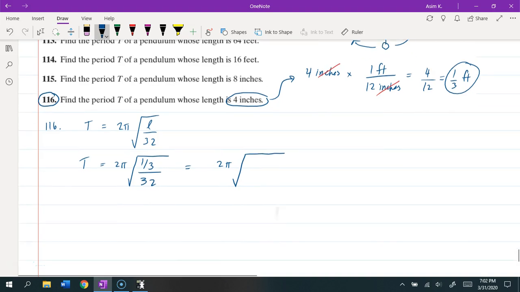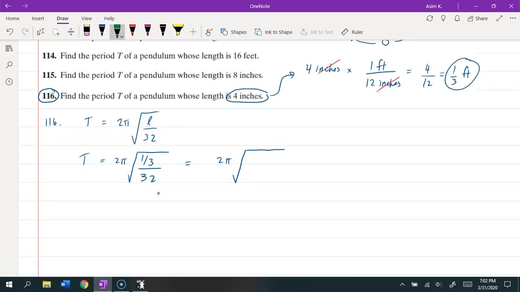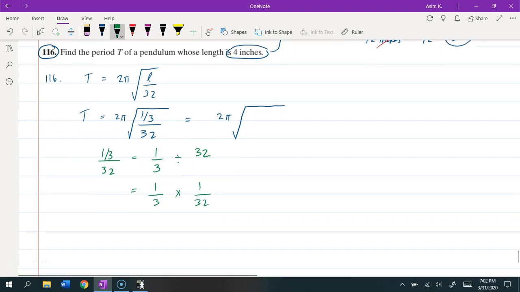Now, if you don't know what to do exactly when you have a 1/3 and a 32, don't feel bad. A lot of students show up not knowing what to do here. Here's what you do. 1/3 is a fraction. It's dividing 32. So that's in fact 1 over 3 multiplied by 1 over 32. So that becomes 1 over 96, right? So in fact, what's inside of this root now is 1 over 96.